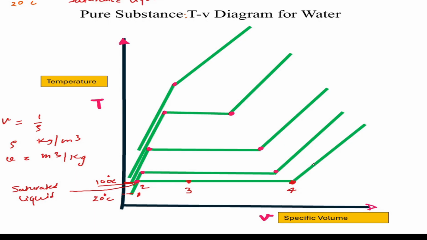Then we further heat it, so we reach this point where its temperature is increasing. Now it will be higher than the saturated temperature, because all the liquid has already converted into vapor, or here water has converted into steam. We reach here, this is state 5. So this is the superheated state, superheated steam.